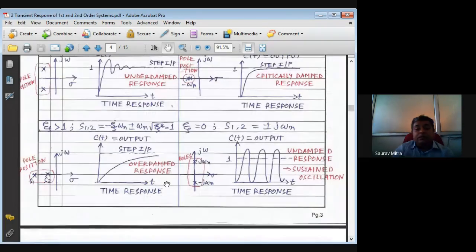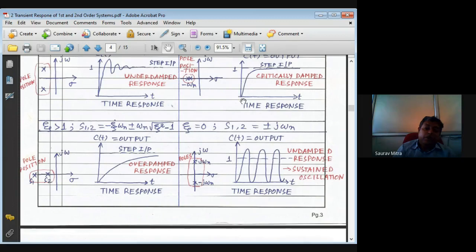Now third case, when zeta is greater than 1, at that time you will be finding the two poles are on the real axis but at different positions. At that time the system will become slower. If you see this response, this is a very steep kind of response. In case of critically damped, this is a faster response. That means the response is almost like a step response.